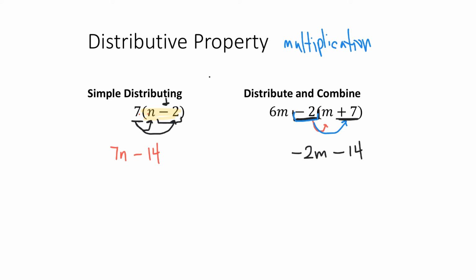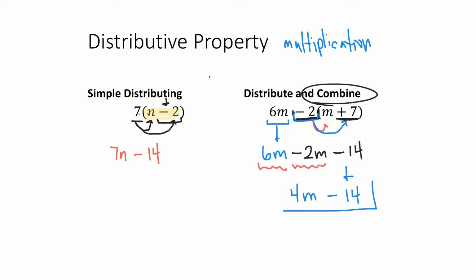Now this 6m that's out here in the front, that didn't have anything happen to it. I'm not distributing that because that's a whole different part. The idea is that I'm just going to bring this down, and it's going to be 6m minus 2m minus 14. Now I go all the way back to the combining step and say, well, 6m and this negative 2m, those are like terms, so I can add those together, add the coefficients, leave the variables. 6 minus 2 is 4m. We bring down the 14 because that's still part of the problem, and now we have our simplified answer.